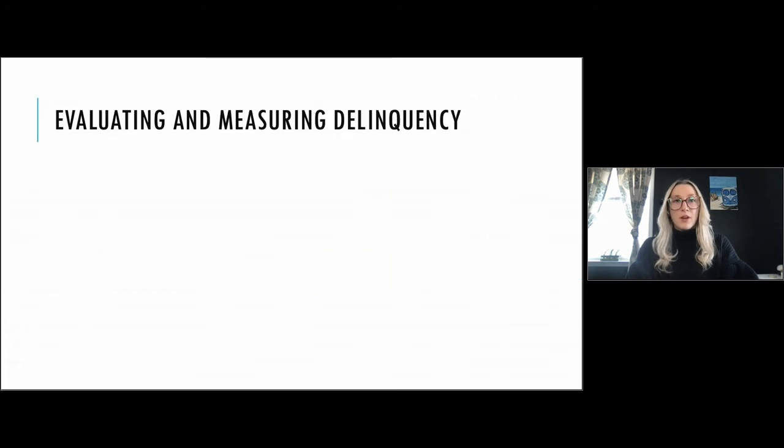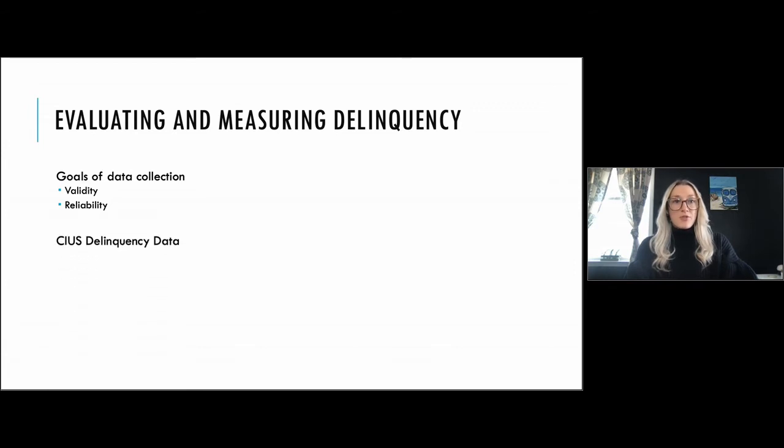So how do we evaluate and measure delinquency? Well, first we need to look at the goals of data collection, which are validity, which asks, are researchers studying what they believe they're studying? Is it valid? And then reliability. Reliability measures consistency. So when researchers can produce the same results using the same instruments time and time again, then we say that it's reliable.